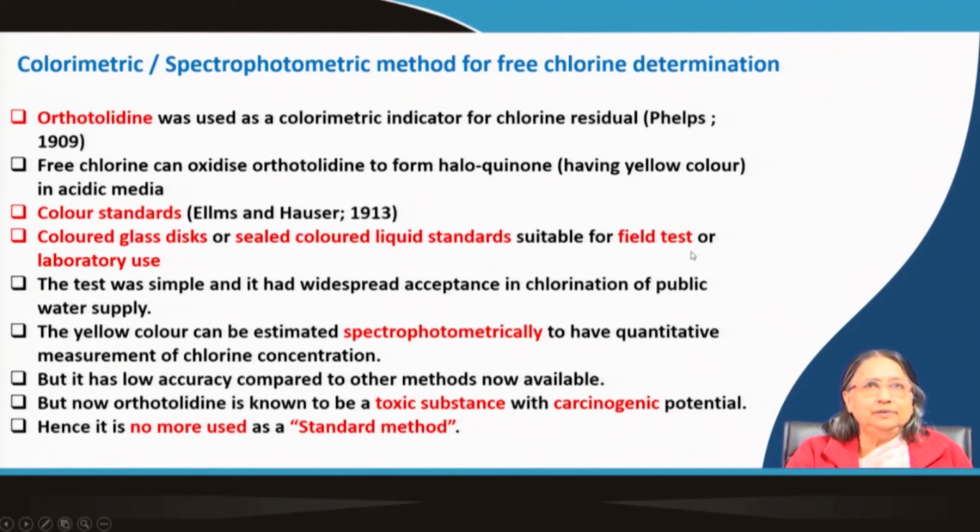These are very much used for field tests, because in the field you cannot carry the instrument, only the test kit. It is very good to carry, a small kit. You just go there, mix it on the spot, and then compare it with the disc or with the standards. It is easy. But it can also be estimated spectrophotometrically to get a quantitative measurement of chlorine concentration. Same method, but you can extend it towards spectrophotometry. But it has low accuracy.